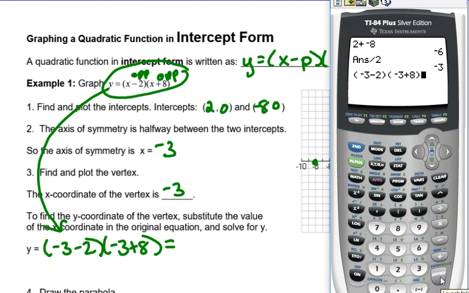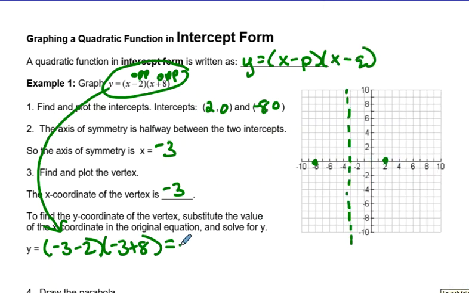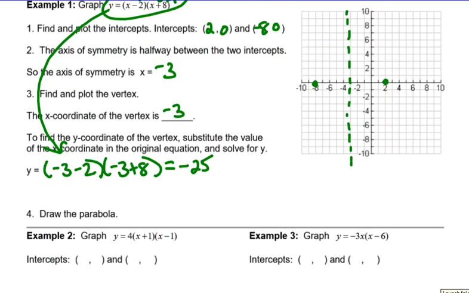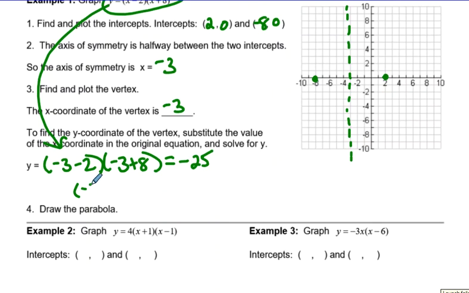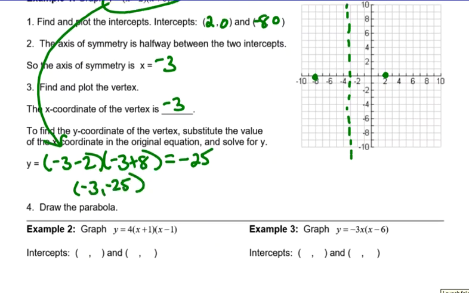All right, anybody get -25 like Maeve? Yeah, I got that too, which is actually the right answer. Just, I didn't plan ahead for that number. So my vertex is at (-3, -25). So let's figure out where -25 would be. I think it's going to be a little bit off the graph.